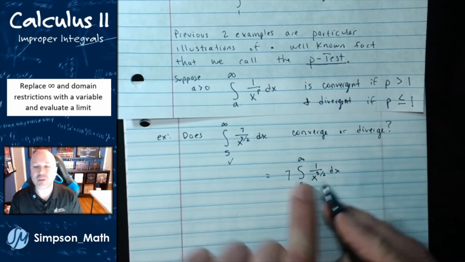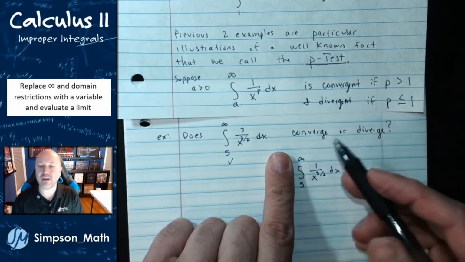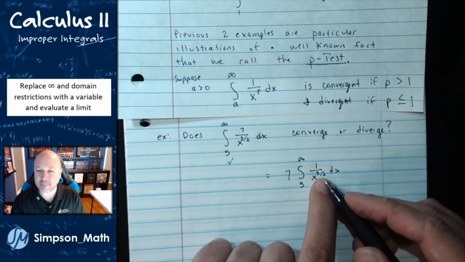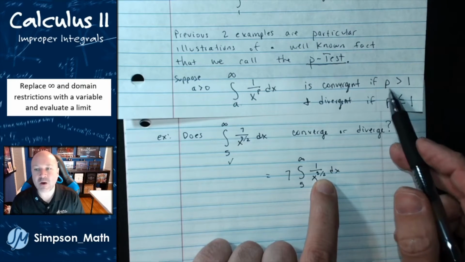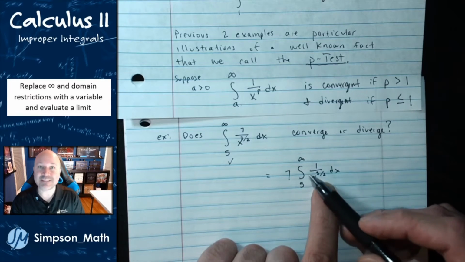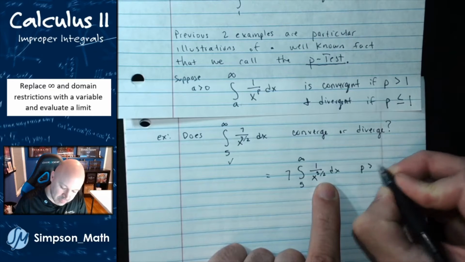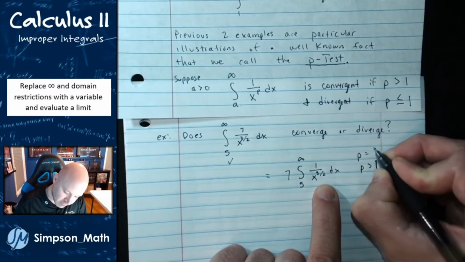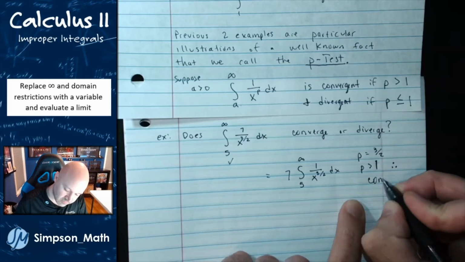So the 7, you can pull it out, and then I'm applying the p-test to this, which is the integral from a positive value to infinity of 1 over x to some power. I'm just looking at the power. 3/2 is bigger than 1. Because the power is bigger than 1, I know that this integral is convergent. I'm going to say that p is bigger than 1. Therefore, convergent.